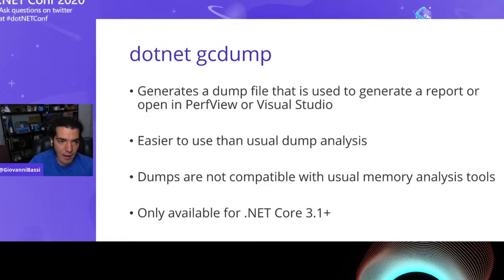There's also dotnet-gcdump, which is a different thing. It actually generates a report that you can use to open in PerfView or Visual Studio. It's not a dump that you can open in dotnet-dump or WinDbg. It's different. It's easier to use than the usual dump analysis. So PerfView and Visual Studio are easier tools. They are much more intuitive. And these are not compatible with the other tools you might want to use, which traditionally we have been using to analyze memory dumps. It's only available for .NET Core 3.1 and later, so .NET 5 is also there.